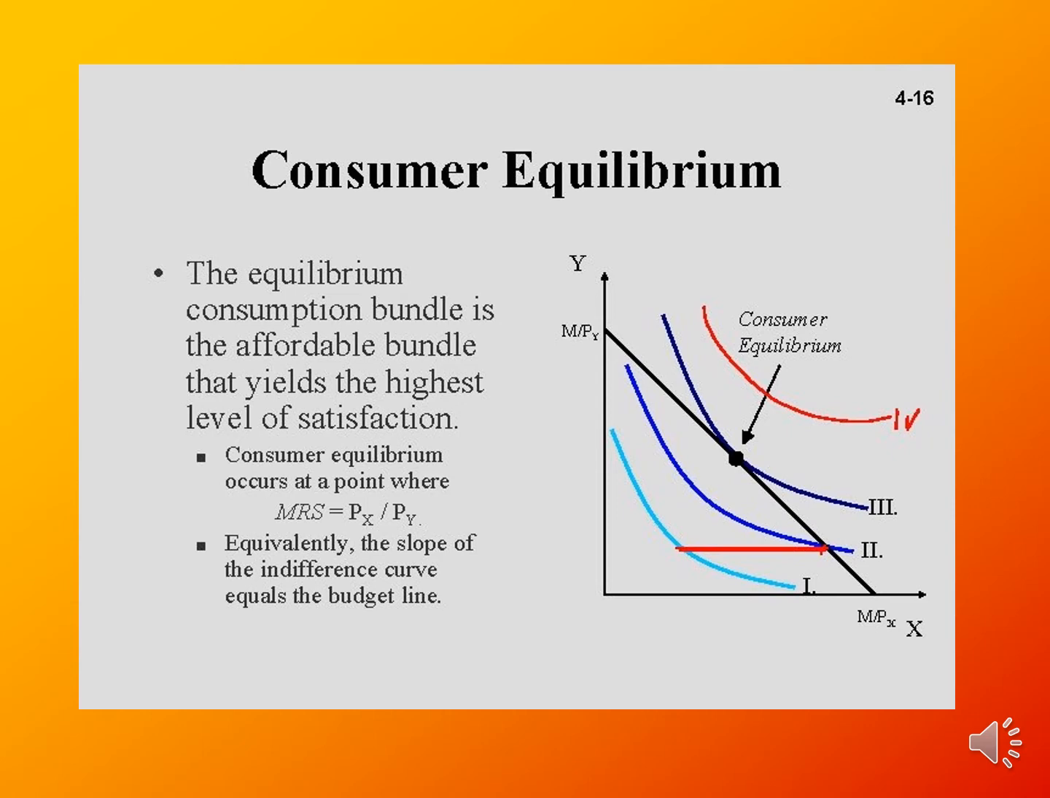In this graph, we can see that the budget line is there, as well as indifference curves. There are 4 indifference curves, and there is a point where one of the indifference curves intersects the budget line. So that point where the indifference curve intersects the budget line is called the consumer's equilibrium.